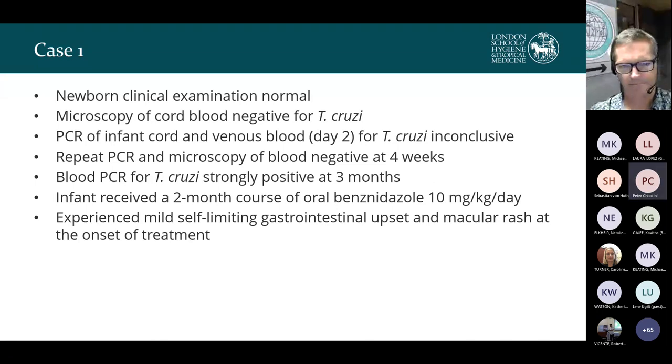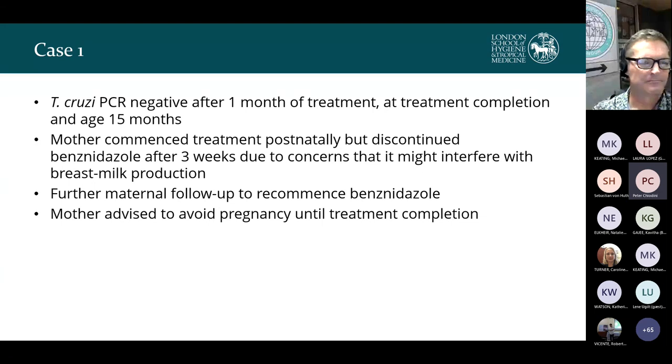The child received 2 months of oral benznidazole, and look at the dose, 10 milligrams per kilogram, which would flatten most of you. The babies don't actually have any problems with it. And this is the crucial thing about finding a group you can treat with high success rates. So the child had this 2 month course, and apart from mild self-limiting GI upset and a bit of a macular rash at the onset of treatment, tolerated it very well. Next slide, please. So pleased to say, halfway through the treatment, PCR had already gone negative and was still negative at treatment completion and at 15 months.